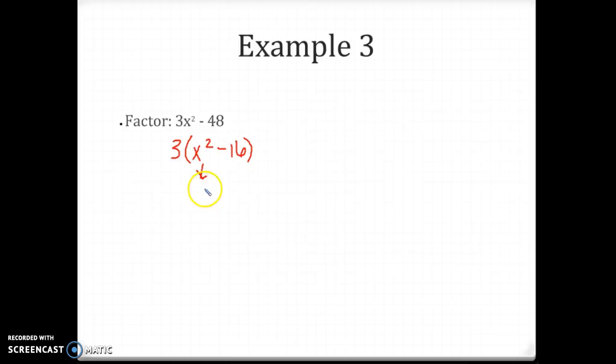The square root of x squared is x. The square root of 16 is 4. So this part, x squared minus 16, becomes x plus 4 times x minus 4. And then that 3 goes out in front. And that's all you do once you realize this is a difference of squares.